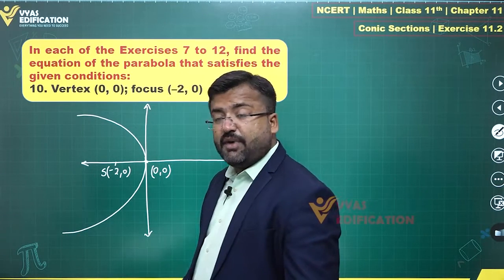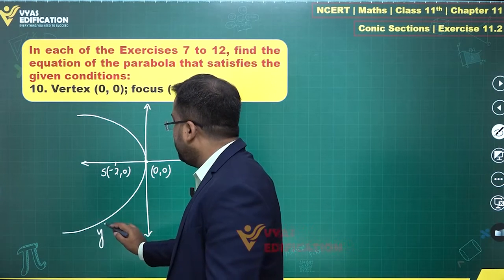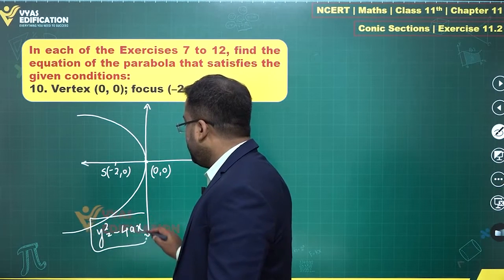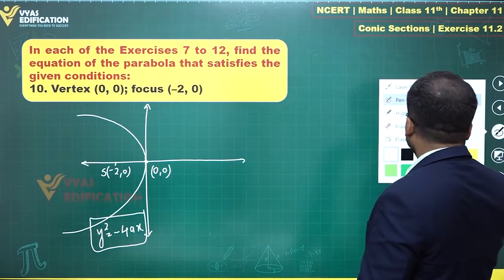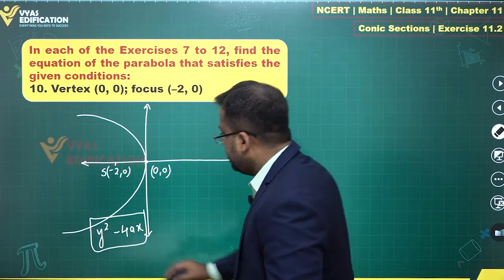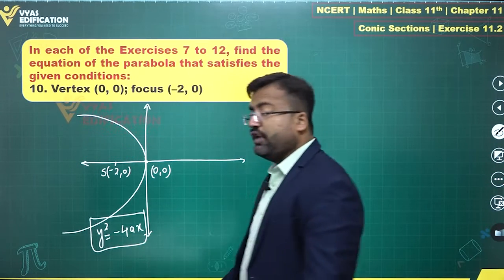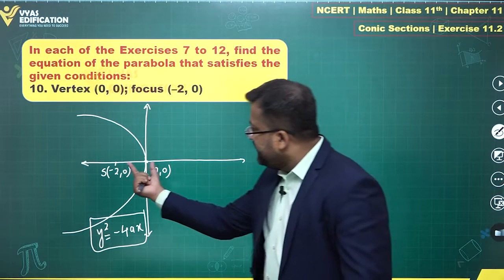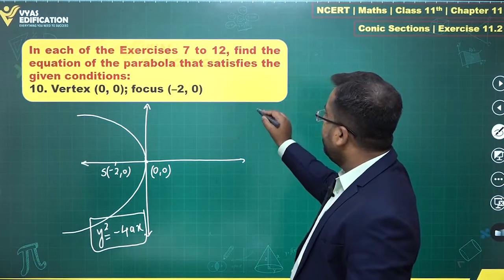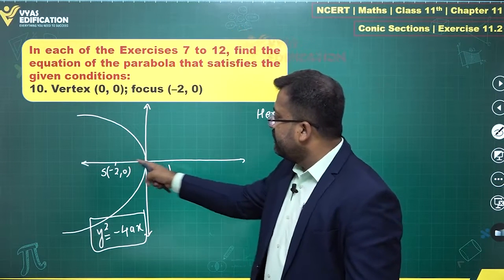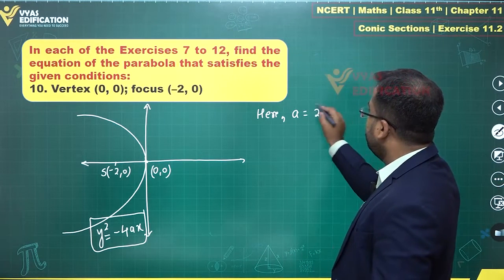The equation of this parabola is y square is equal to -4ax, where the value of a will be this distance, right? Here, a equals this distance between focus and vertex, which is 2.